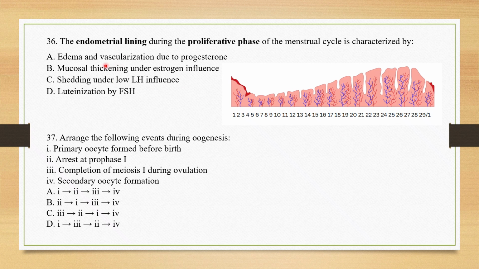And one more thing, in these options, I would like to explain something more, like edema and vascularization due to progesterone. This happens in the secretory phase, not proliferative phase. And shedding under low LH influence, shedding or menstruation that occurs due to drop in estrogen and progesterone, not LH directly, and it happens before proliferative phase. The luteinization, that is conversion of follicle into corpus luteum, is triggered by LH surge, not FSH. So thus we can rule out all the other options, and here the answer will be option B.